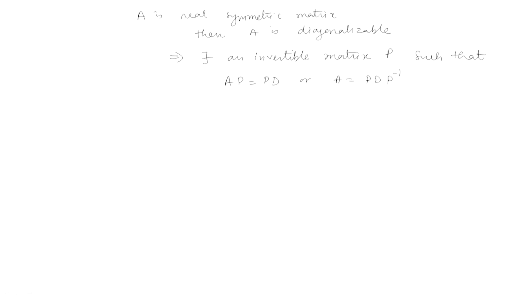Now you can take transpose on both the sides because A is symmetric. So, it is (PDP inverse) whole transpose. This is equal to A transpose, which is equal to A because A is real symmetric matrix, and it is P inverse transpose D transpose P transpose. It is P transpose whole inverse, D transpose is D itself because it is a diagonal matrix, and it is P transpose, and A is nothing but PDP inverse. So, PDP inverse is equal to this. From here we can conclude that P inverse is equal to P transpose, or P transpose P is equal to identity.